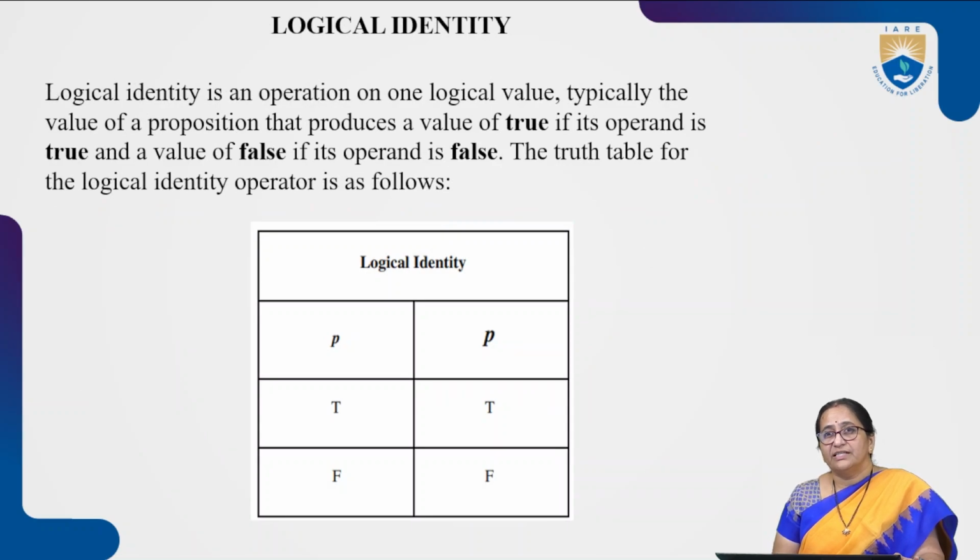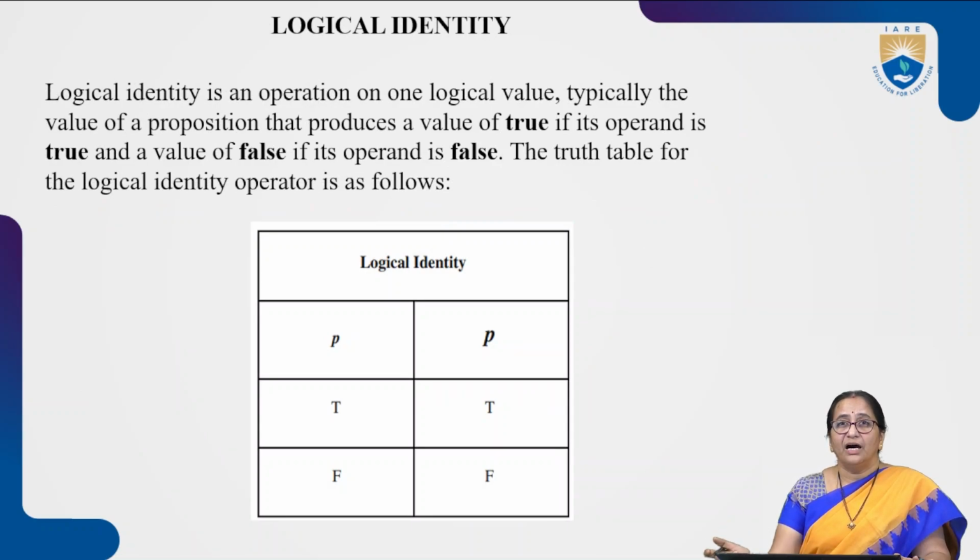Here we represent all the propositions in the form of the truth table. A truth table is a table representing them in a tabular form. The logical identity is an operation on one logical value. In this we have the logical identity. Identity means we have only one value. If I consider one value, in one case it may be true, and in some cases it may be false.